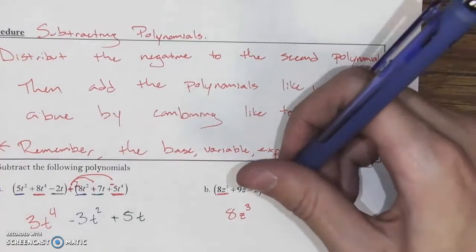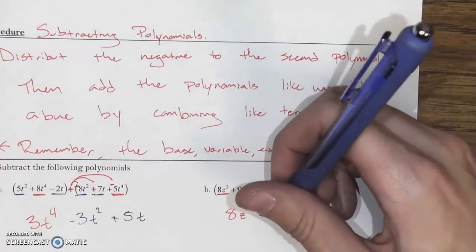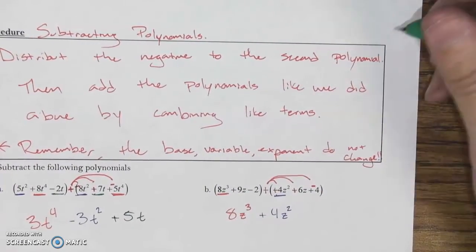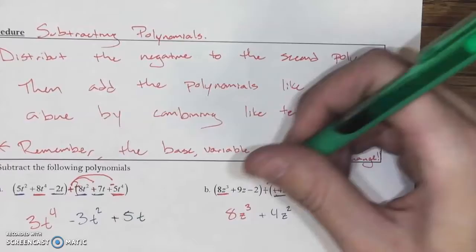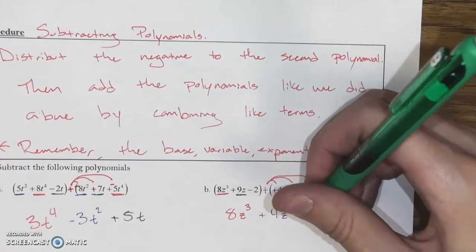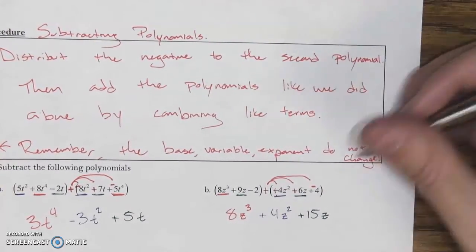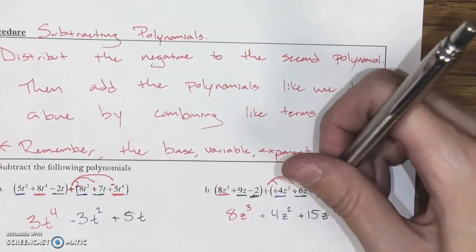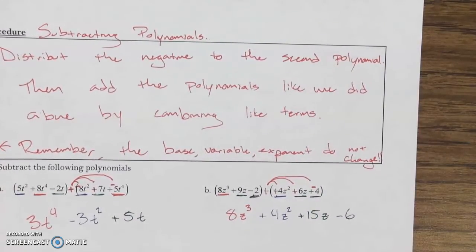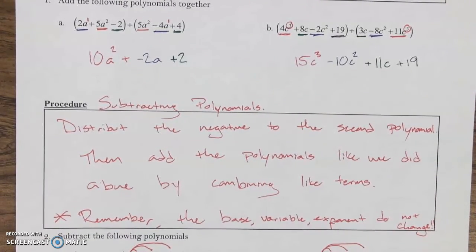Next, we look at our z squareds. We have a positive 4z squared. There's nothing to combine that one with, so we have plus 4z squared. Then we look at just our z's, or z to the 1. We have positive 6 and positive 9 gives us a positive 15. And last but not least, we look at our constants. Negative 2 and a negative 4 gives us a negative 6. This is adding and subtracting polynomials, objectives 46 and 47.